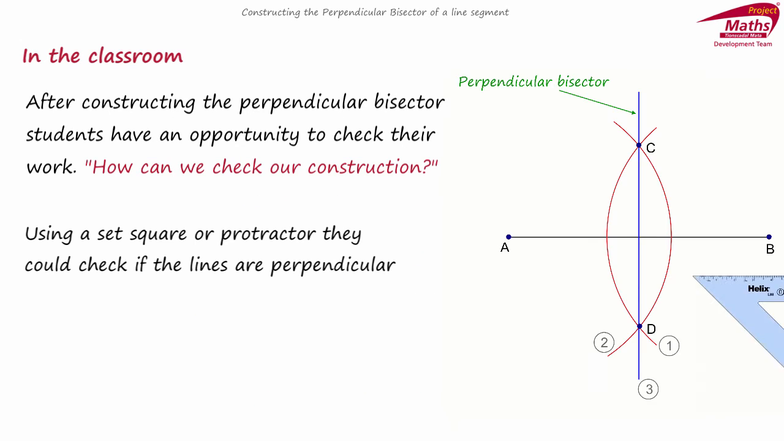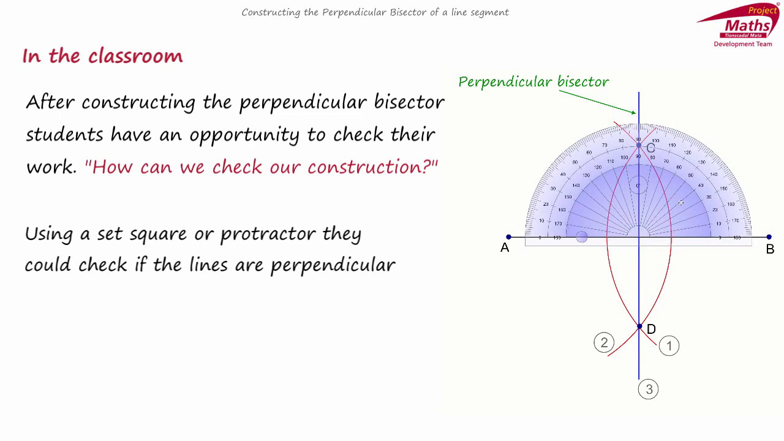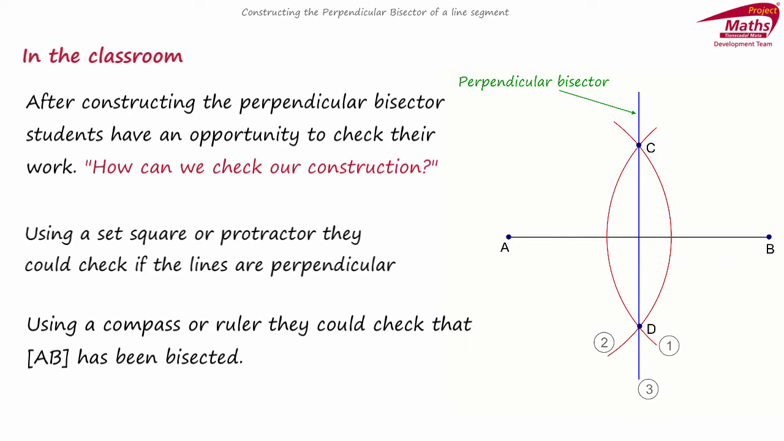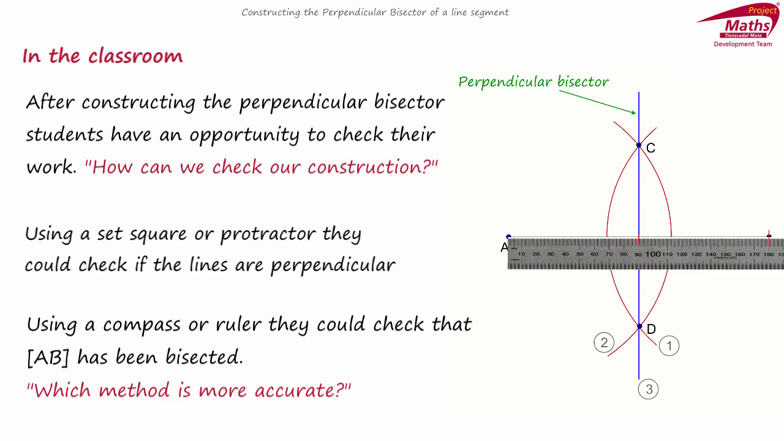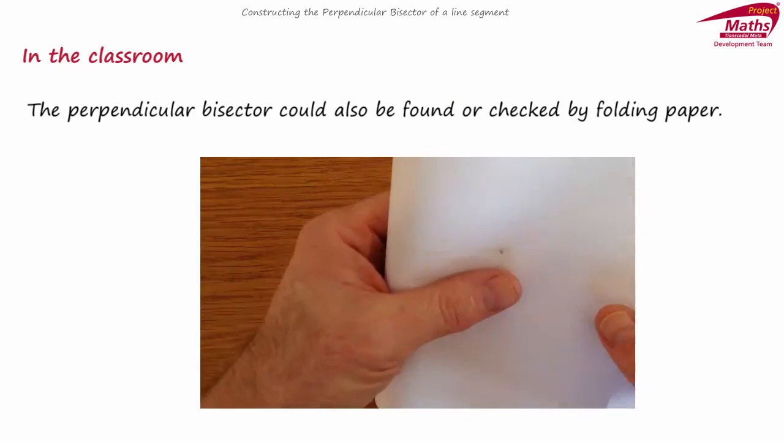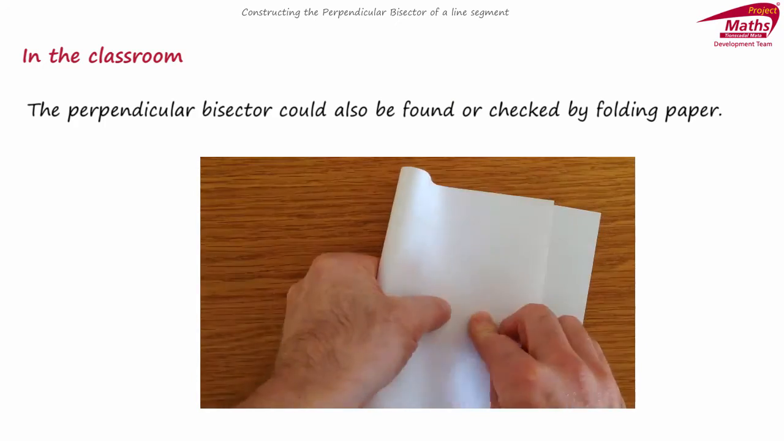After constructing the perpendicular bisector, students have an opportunity to check the work. How can we check our construction? Using a set square or protractor, they could check the lines are perpendicular. Using a compass or ruler, they could check that the line segment AB has been bisected. Which of these methods is more accurate, you could ask students. The perpendicular bisector could also be found or checked by folding paper.